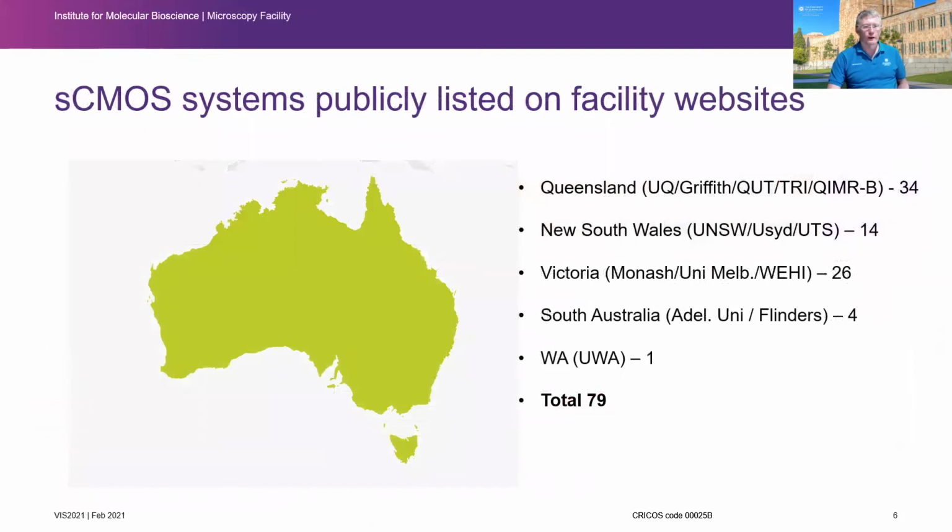A quick survey across Australia, just looking at facility websites, shows that the total number of these CMOS-based cameras that we know about has increased greatly over the last few years, and most places will actually have more than one of these on their microscopes.